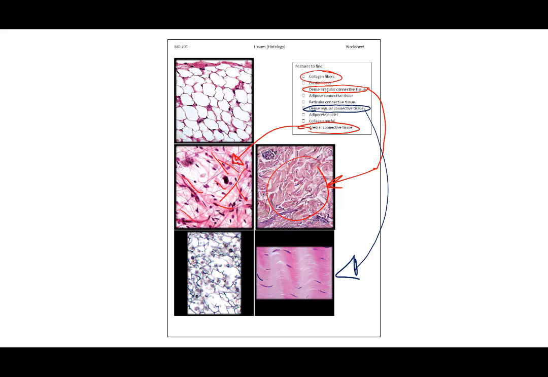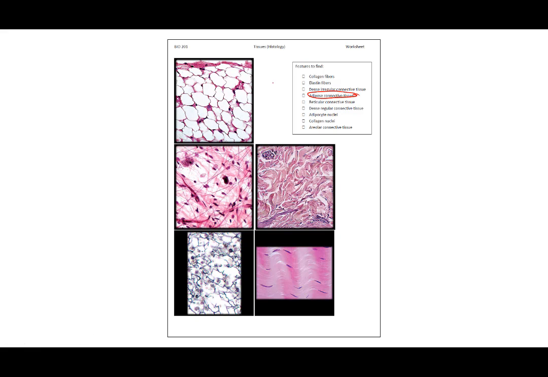Now we can see the collagen fibers, they're wavy because this tendon or ligament, probably a tendon, is not pulled taut where it would be straight. It's slack, and that's why we see the waves. So the waves that we see here are just bands of collagen fibers, and then we can see the nuclei that are just smooshed down in between.